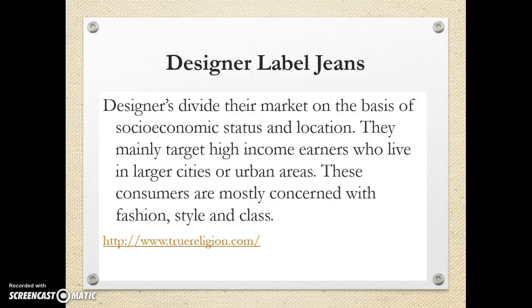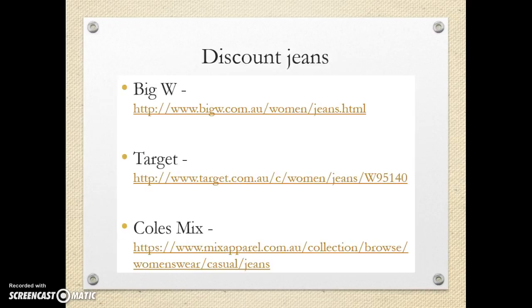And then you have designer label jeans such as True Religion, which will frequently charge up to $500 a pair of jeans. They market on socioeconomic status and location: high income earners, and people who are very style and fashion conscious and class conscious. At the other end of the scale, we have discount jeans at Big W, Target, and Coles Mix, where you can pick up a pair of jeans for $30 or even less. I think Big W at one stage was selling jeans for less than $8 a pair.